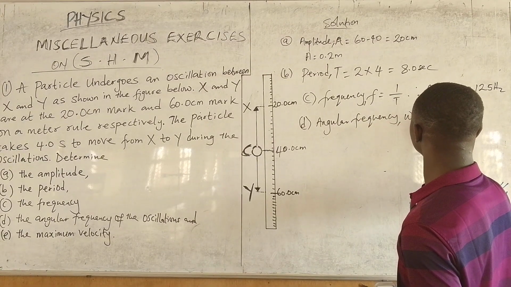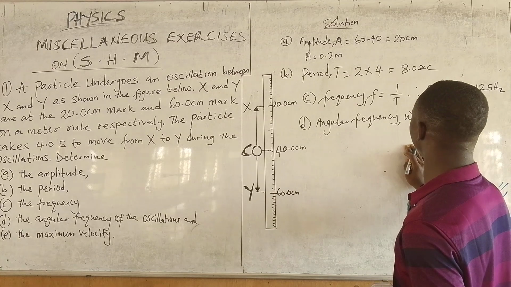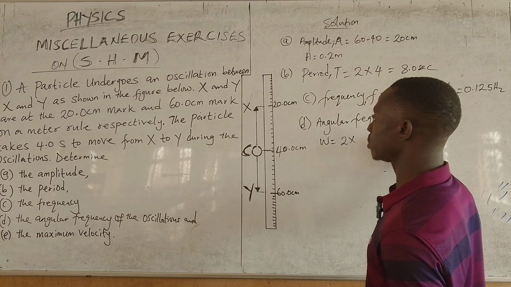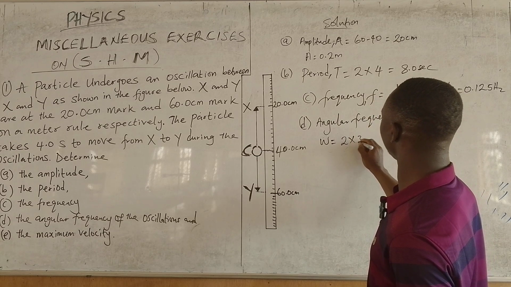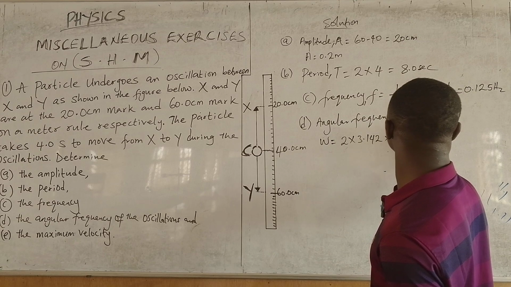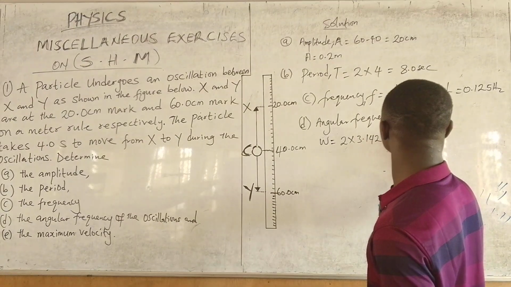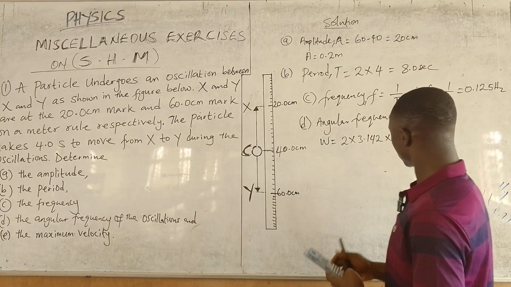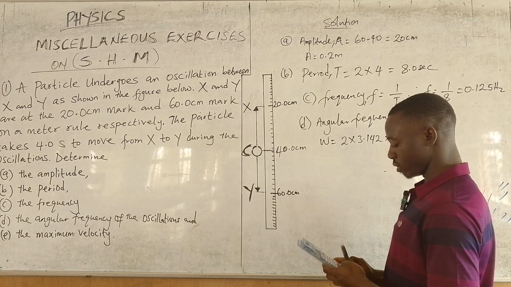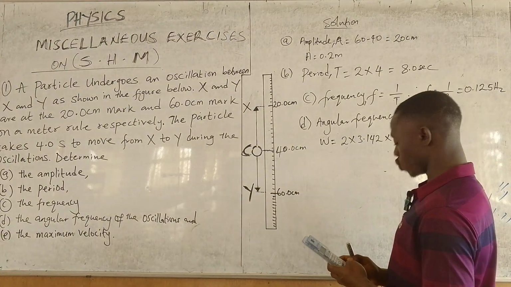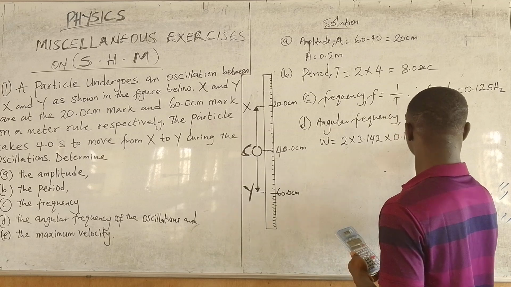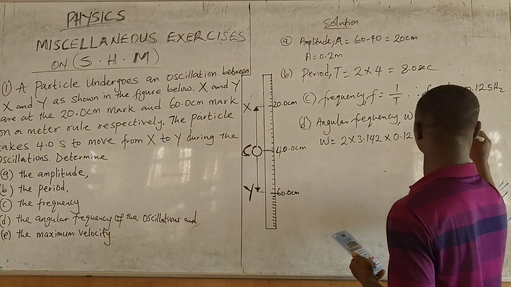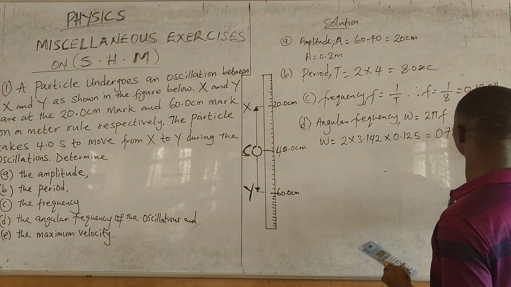So omega is 2 pi f. Okay? So omega will be equal to 2 times pi, which is 3.142, that's a constant, then times f, 0.125. So we multiply those figures: 2 times 3.142 times 0.125. That's 0.7855. Then what's the unit of angular frequency?